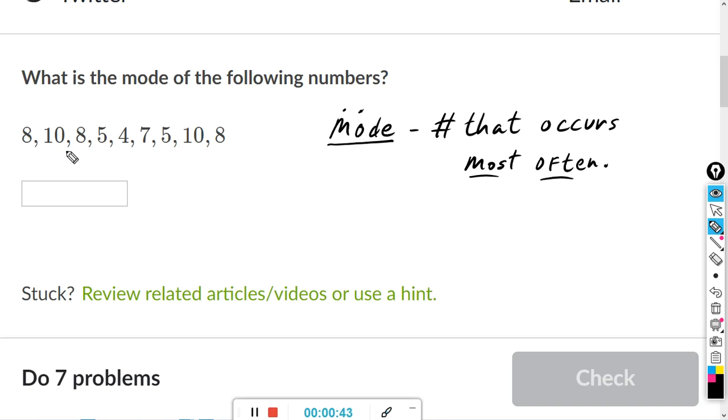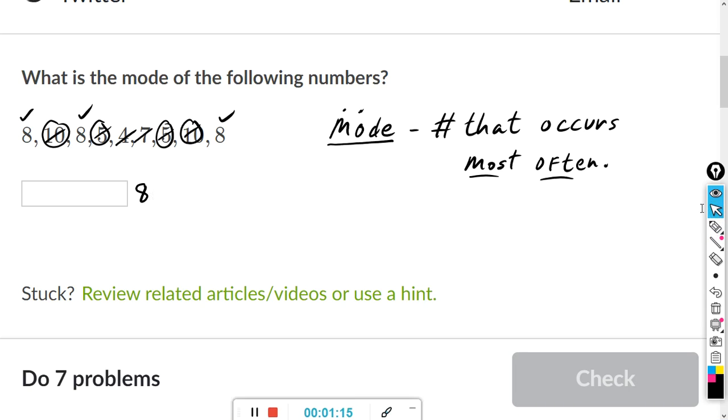Anyhow, from these numbers here, there's only one number 4. There's two number 5s. There's only one number 7. There's two number 10s. However, we can see that there are 3 number 8s. So since there's only two 10s and two 5s, it can't be 10, it can't be 5. So clearly 8 is the number that occurs the most often, and you just enter that number in the box.